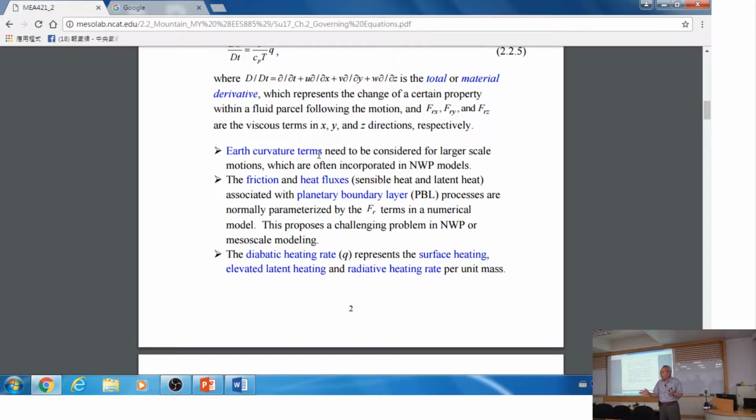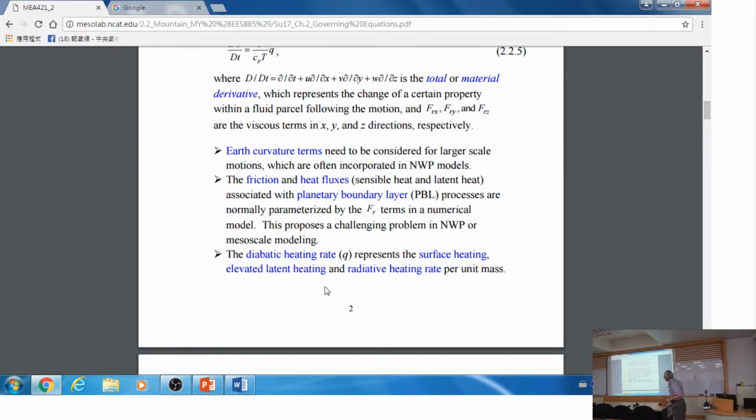Curvature terms need to be considered if we are looking at larger scale motions, but for what we are concerned with, this is not very important. In models, most of them do include those terms, but for theory, normally we don't consider those, especially for mesoscale theories. And friction and heat fluxes are normally parameterized because they are very complicated processes.